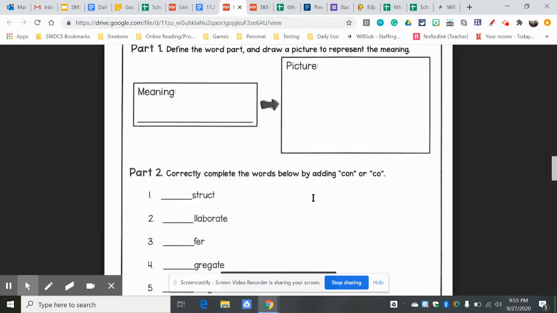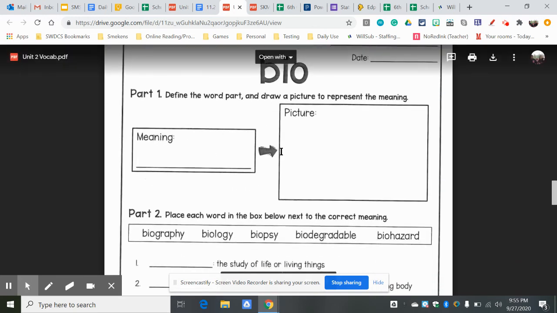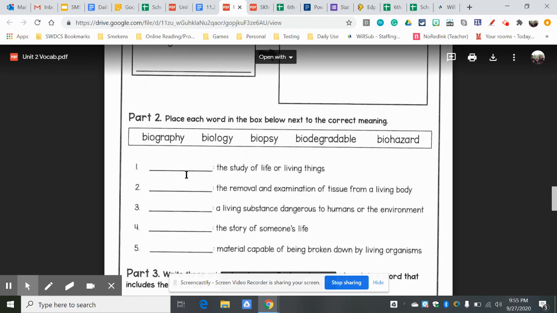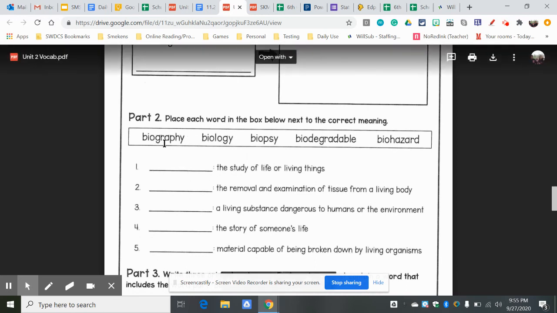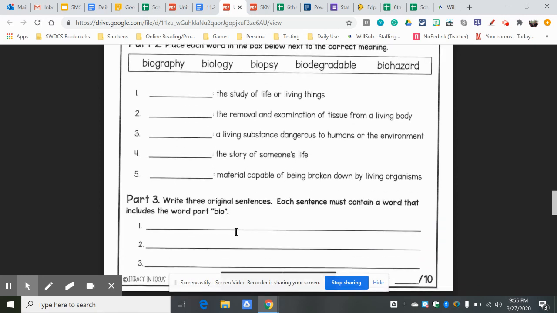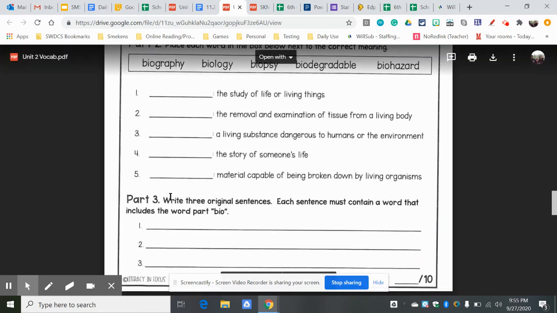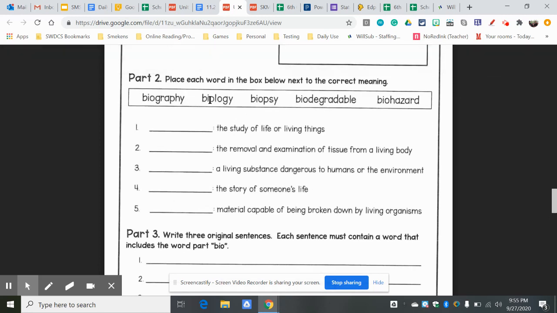Let me scroll down here. You should be caught up all the way to bio. So for bio, you do a meaning, picture, and then you have 5 matching words and definitions. If you don't know what some of these words mean, biography, biology, biopsy, biodegradable, biohazard, make sure you look them up, Google them, and see what the answers are, okay? And then you're going to write 3 sentences using some of these. And I would definitely think some of your easier ones here would be biography and biology, and then maybe picking another one of those.